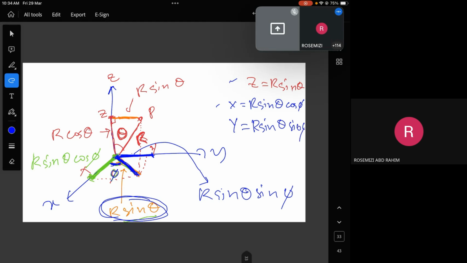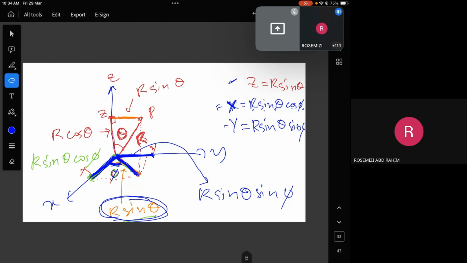Okay? Opposite with the Y, X. X is R sine theta cos phi because phi is here. This is R sine theta cos phi. This one is R sine theta sine phi. Okay, so here are the values for Z, X, and Y.